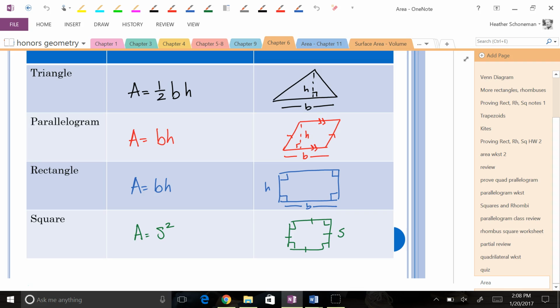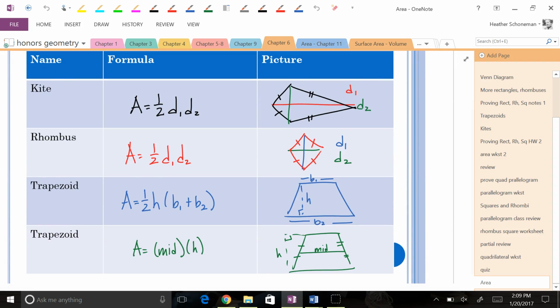A rectangle. The area of a rectangle is base times height. And you'll notice that because a rectangle has 4 right angles, the sides are the base and the height because they form right angles. A square. The area of a square is area equals side squared. Because the sides of a square are all the same, if you do base times height, it's really multiplying the same number, so we just say it's side squared.